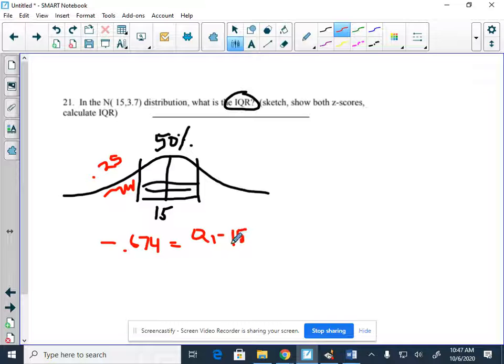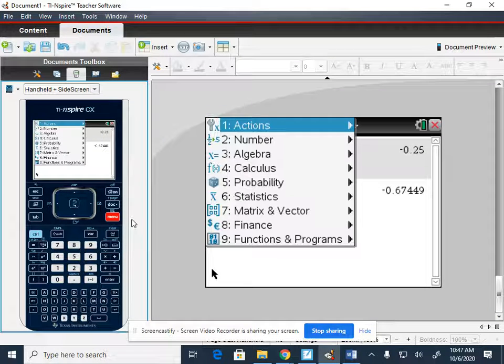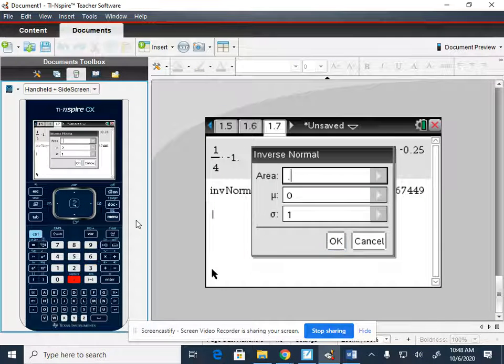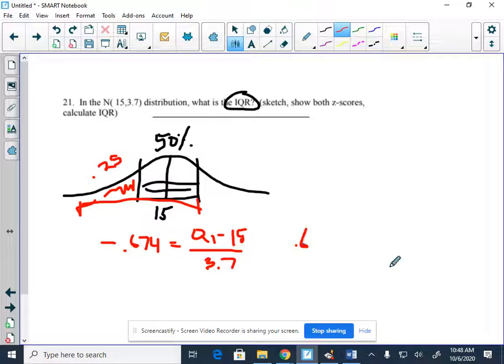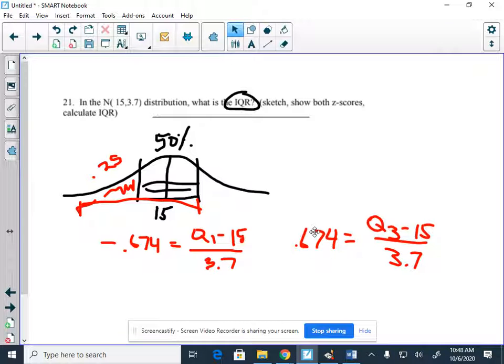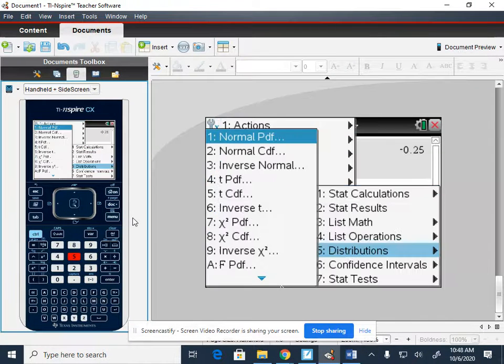Subtract 15, divide by 3.7. Then we need this value up here. This would have 75% underneath it. That's positive 0.674. So we set up that z-score. I'm going to write it on the board so it's a little faster. Now, it really doesn't matter. You can do the algebra, or you can just let the inverse norm get the value.